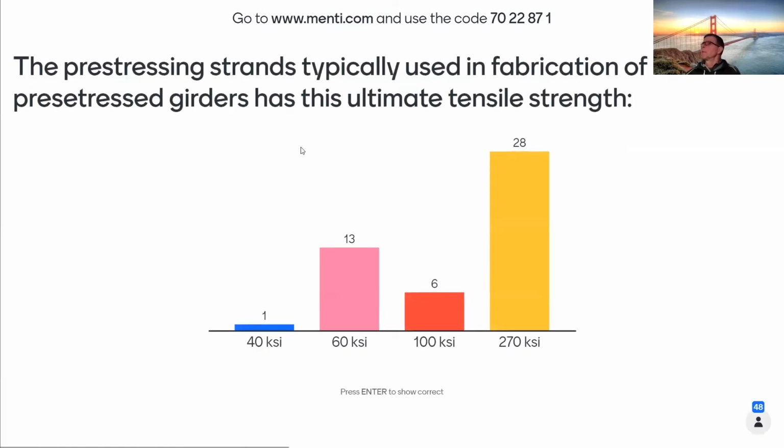Pre-stressing strands, typically used in fabrication of pre-stressed girders, have this ultimate tensile strength, so the 270. So we talked about that a couple of times. So again, it's high strength. So just remember that your strands that you have in pre-stressed girders and used in post-tensioning are high strength. So our typical rebar is 60 KSI, but the strands are 270 KSI.